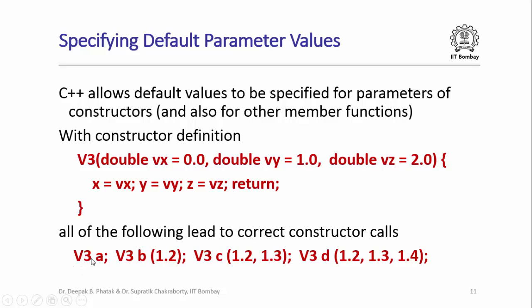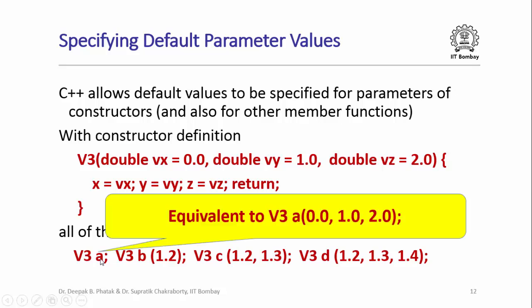So in this constructor call V3A, I have not specified the value of any of the three parameters, so I can basically take the values of the default parameters. So this is equivalent to V3A 0.0, 1.0, 2.0. In this case, I have specified the value of only one parameter, so that will be taken to be the value of the first parameter, and the values of the second and third parameters will be taken to be their default values. So here I am basically calling the constructor with parameters 1.2, 1.0 and 2.0.